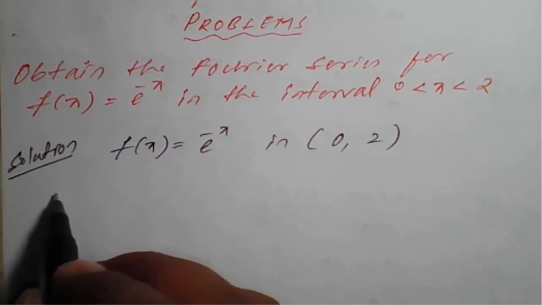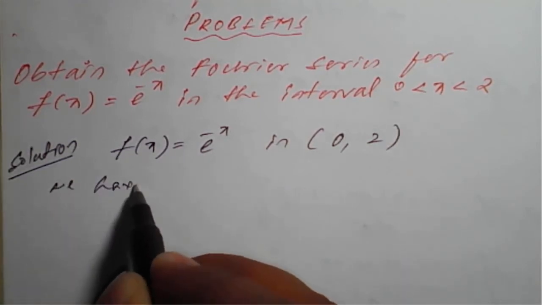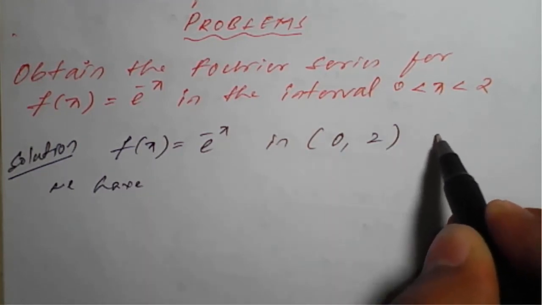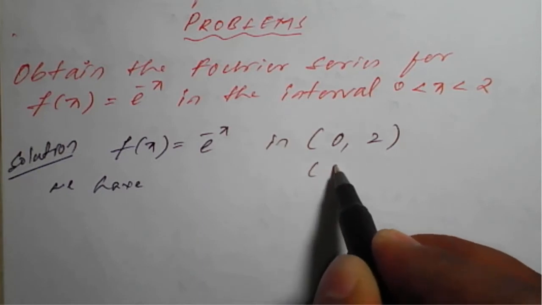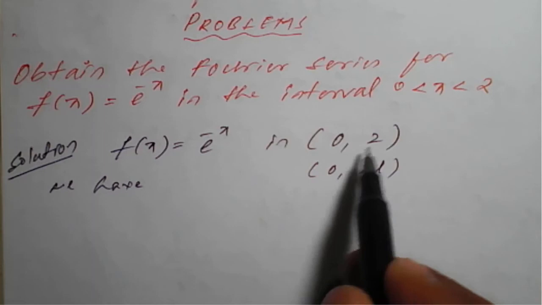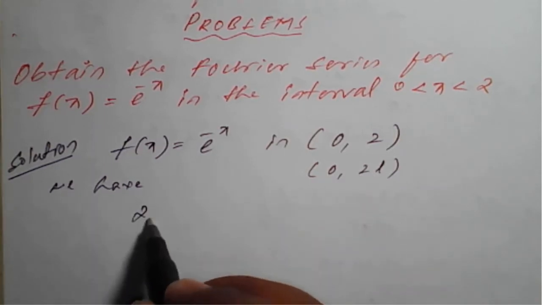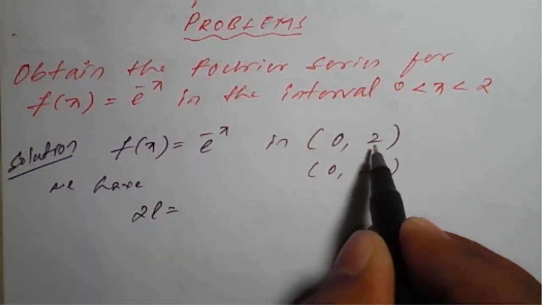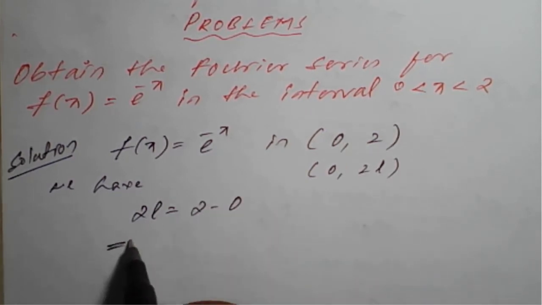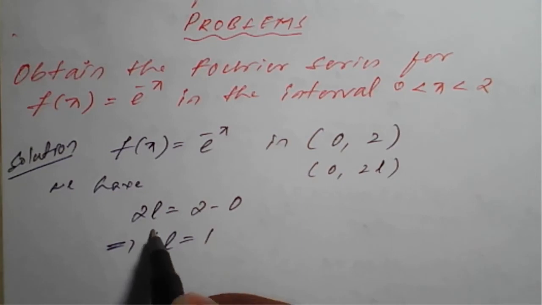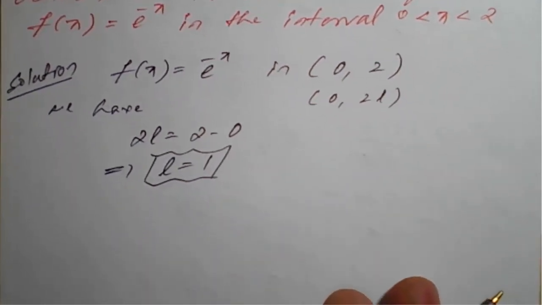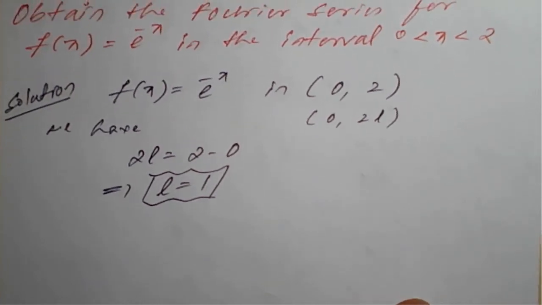Now we need to first find, if you compare, this is for the (0, 2L) interval. So in general it is a (0, 2L) interval. Therefore 2L is equal to upper minus lower value, that is 2 minus 0, which implies the L value is 1.